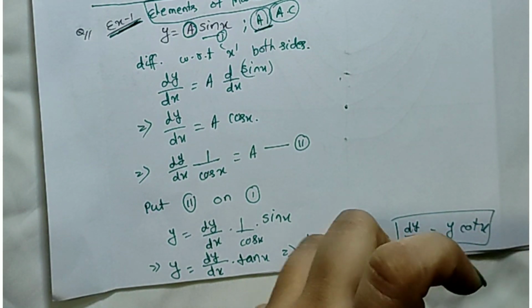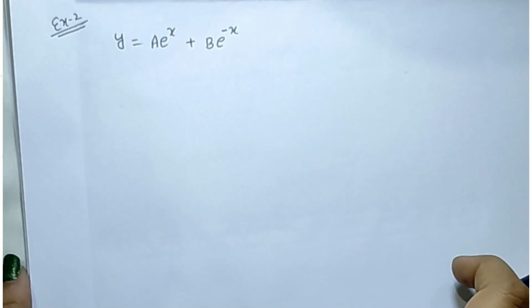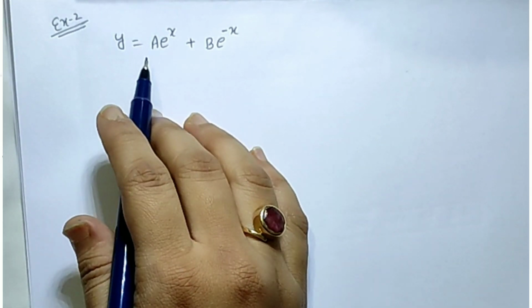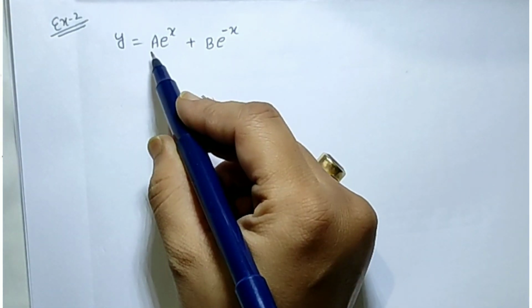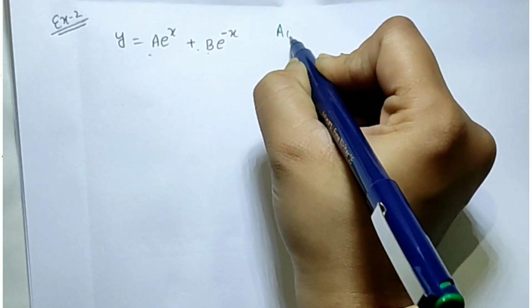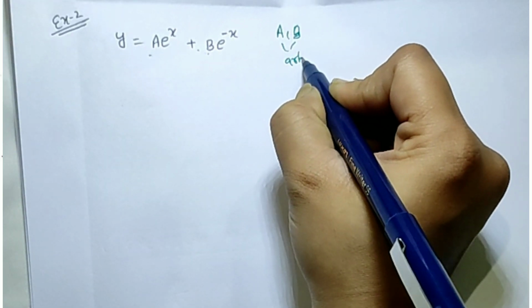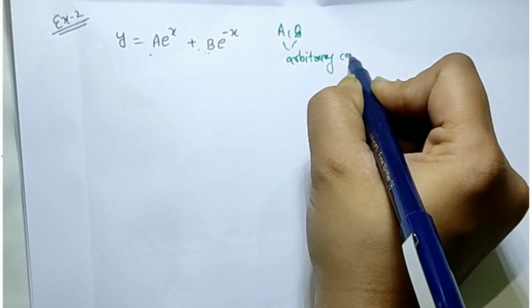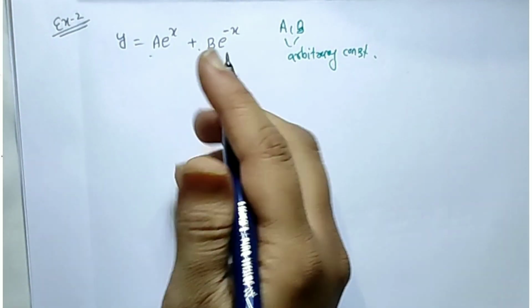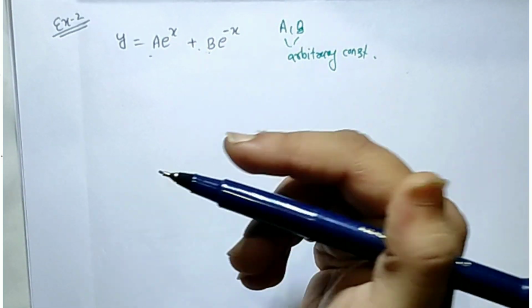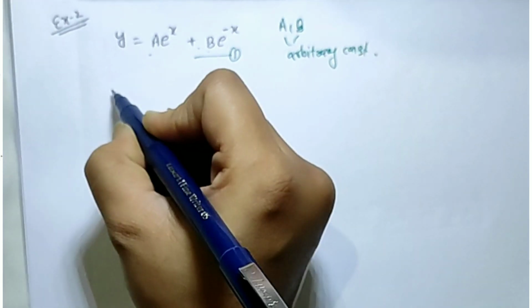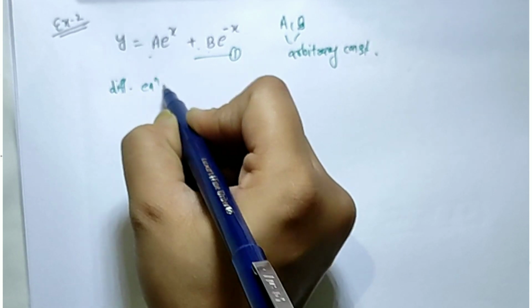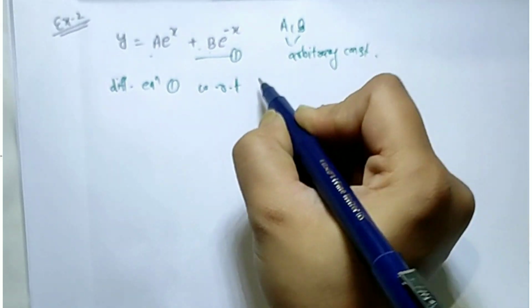Now let's have some more examples. Now moving on, this is example 2. Here the question is: form a differential equation of this solution. How many arbitrary constants do we have? A and b, both are arbitrary constants. So now we have to solve this. First we have to differentiate. Suppose this is equation 1, differentiate equation 1 with respect to x.